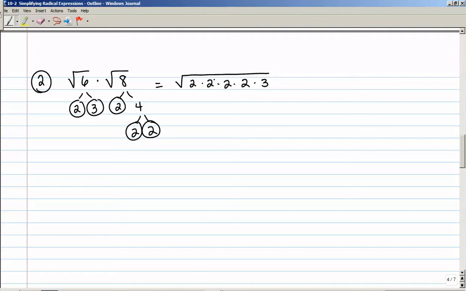Using the buddy up method, these two guys buddy up and can become a 2 outside. These two buddy up and can become a 2 outside. 3 doesn't have a buddy, so he has to stay under the radical. Or 4 square root of 3. Again, I could have noticed that the square root of 4 here would turn into a 2, and that I actually could put these two 2's together and make another 2, and that would give me my 4.